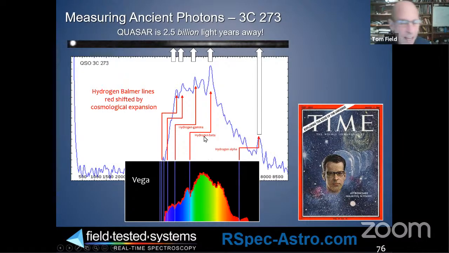And I think I lost it. I had something which described how bright it is intrinsically. We'll see if it comes up on the next slide.